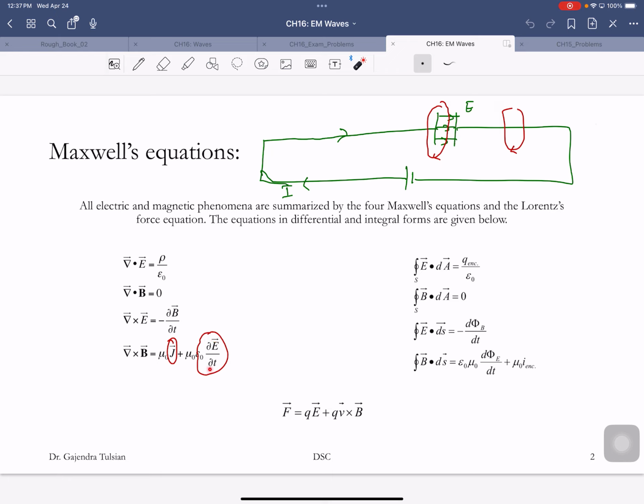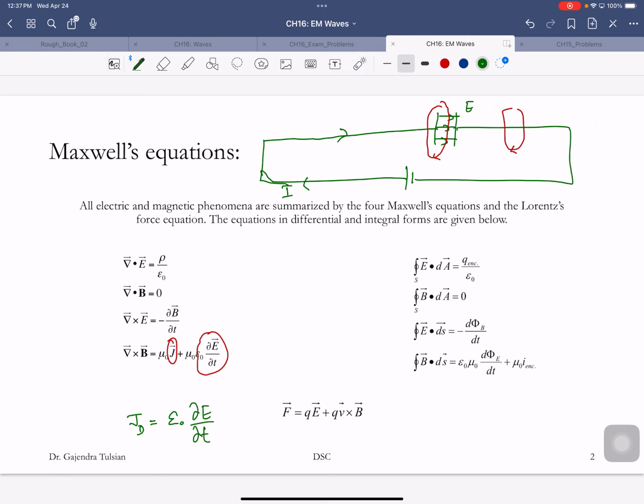This term looks exactly like that term. So changing, time-varying electric fields act like a current. Okay, and this is called the displacement current. So the displacement current density is given by epsilon naught del E by del t. That acts like a current, and that'll produce a magnetic field.